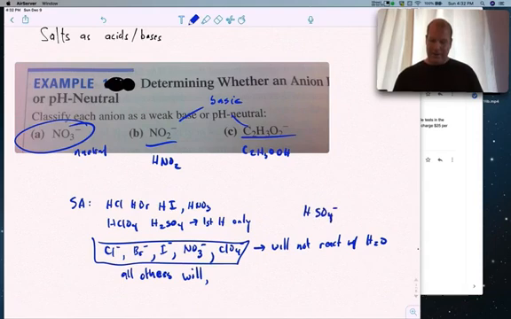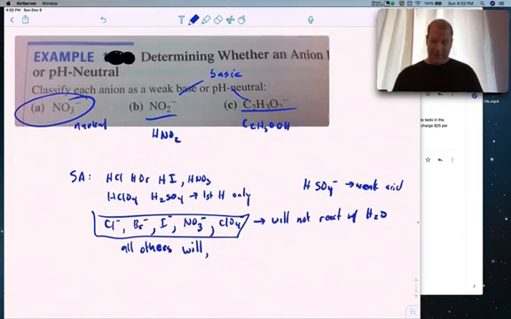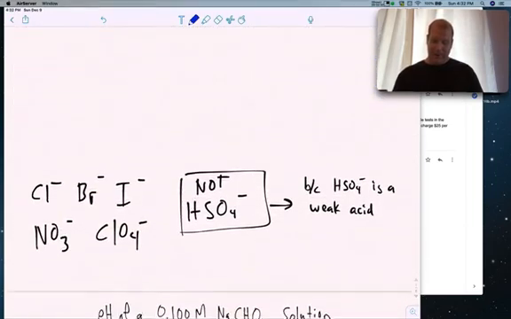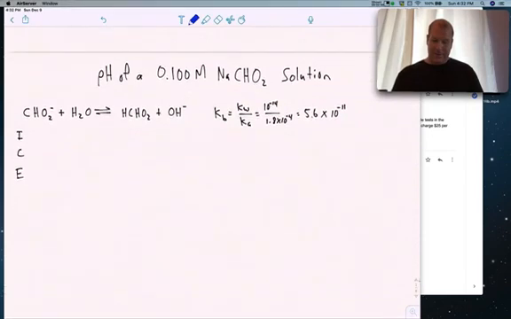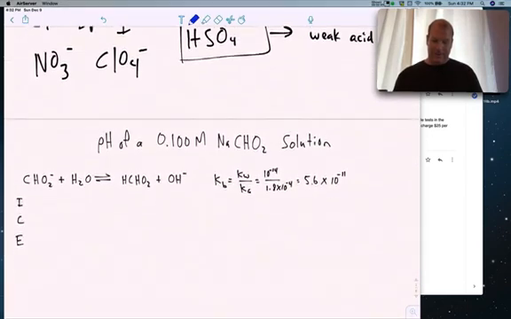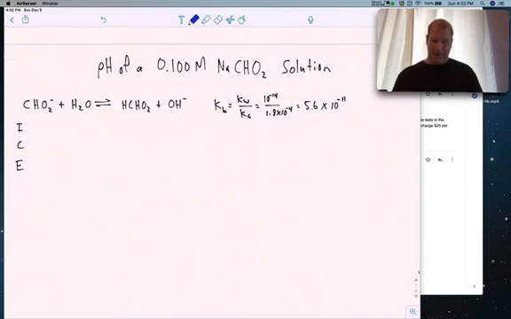HSO4 minus is a weak acid. So if you throw that in water, it'll form an acidic solution. Keep that in mind there. I've just written that again, that was more for my own notes.